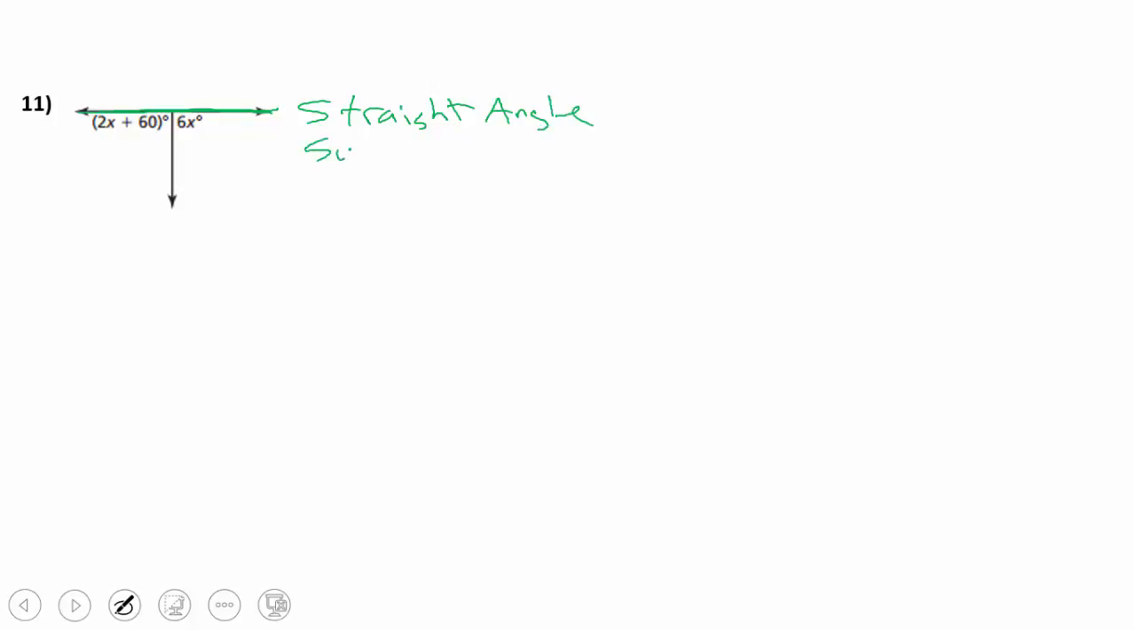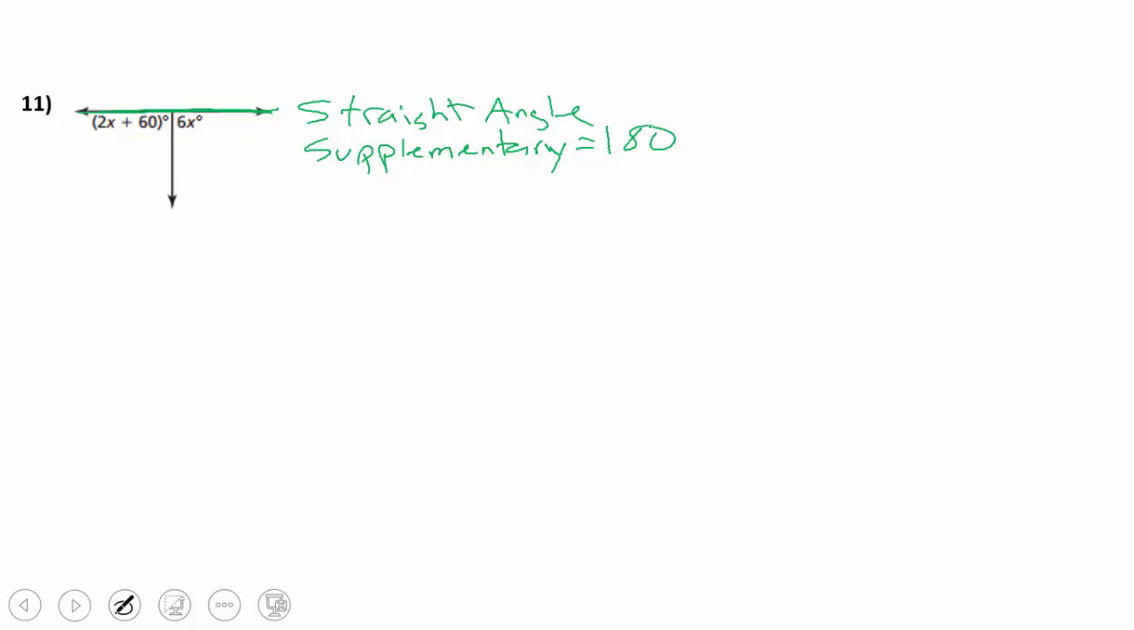That means they are supplementary, which means they equal 180 degrees when you add them. Now, some of you might take a quick look at that and say, wow, that looks like a 90-degree angle in there. So each one of those angles must be 90 degrees, so I can find that out real fast.